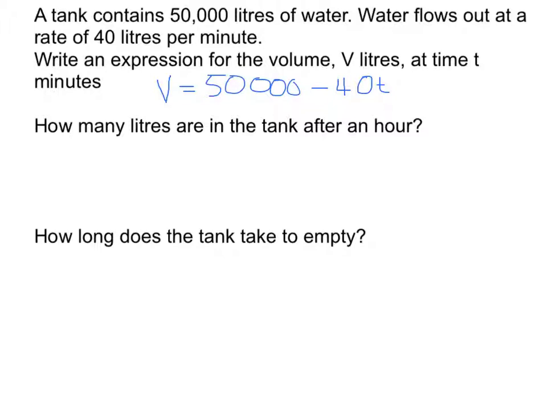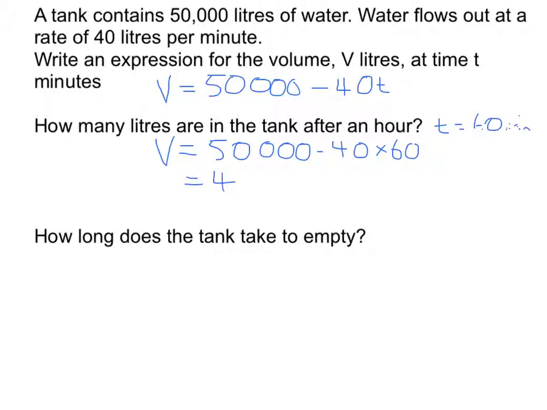So how many litres are in the tank after an hour? So T will be equal to an hour or 60 minutes. So we substitute T equals 60 into there. So V will equal 50,000 take away 40 times 60, and that will be equal to 47,600, I should say, litres.